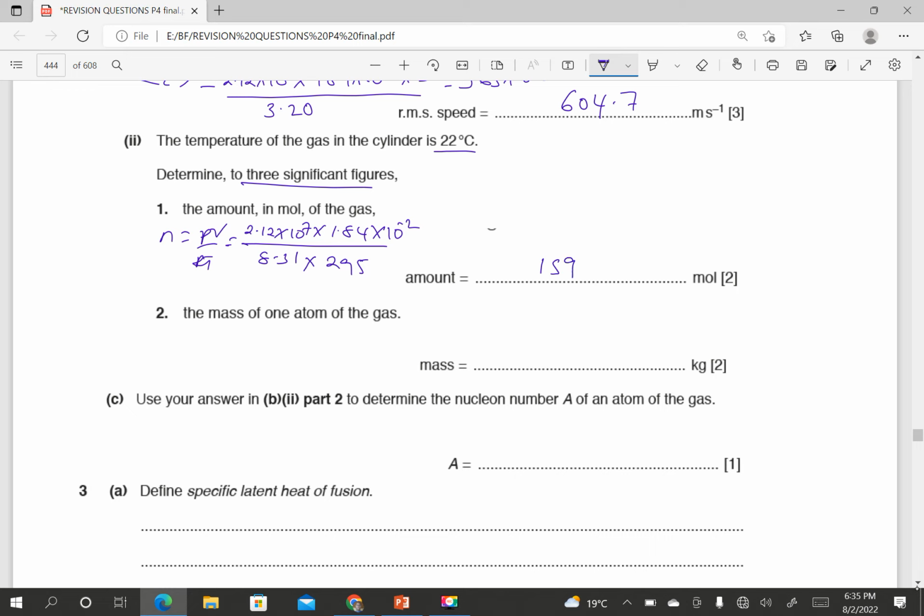Then the mass of one atom of the gas. The mass of just one atom of gas. Remember the total mass was 3.2 kilograms. How many atoms do we, by the way, have in this number of moles? Remember, one mole has 6.02 times 10 power 23 atoms. So it means the total number of atoms is going to be the number of moles, 159, times Avogadro's number, 6.02 times 10 power 23. Now I want the mass of one atom. So the mass of one atom is going to be the mass given, which was 3.2, divided by the number of atoms, which is 159 times 6.02 times 10 power 23. So we press the calculator very fast.